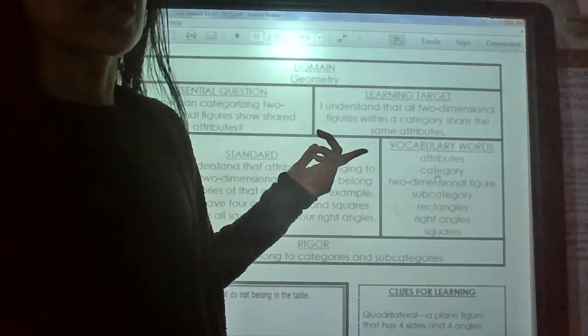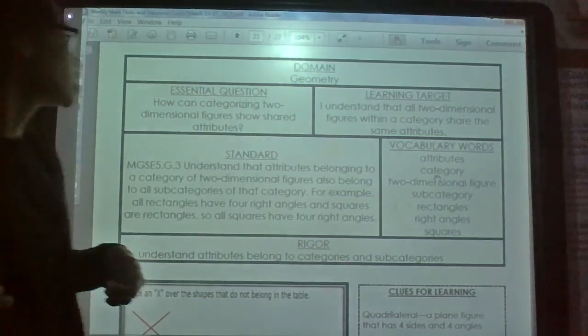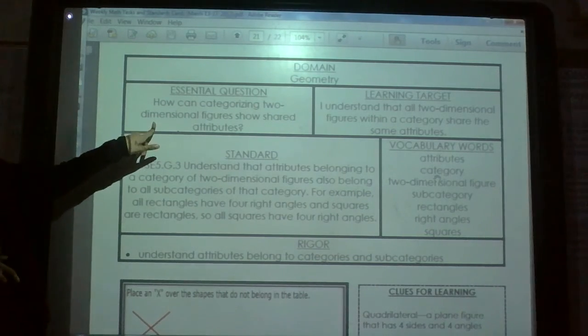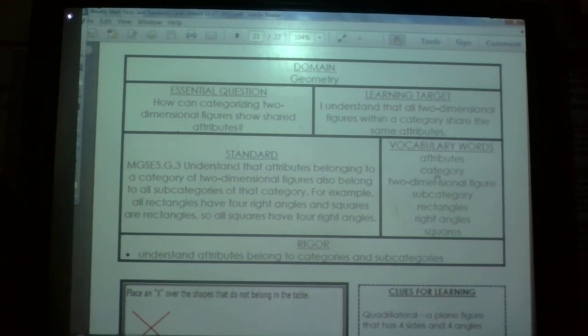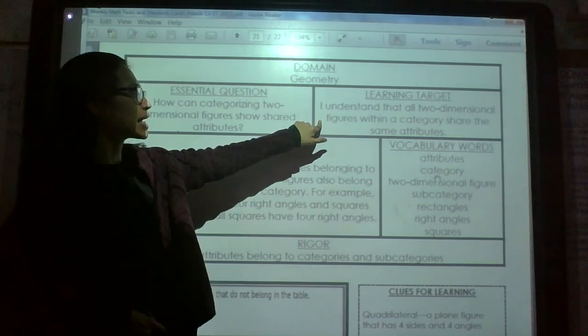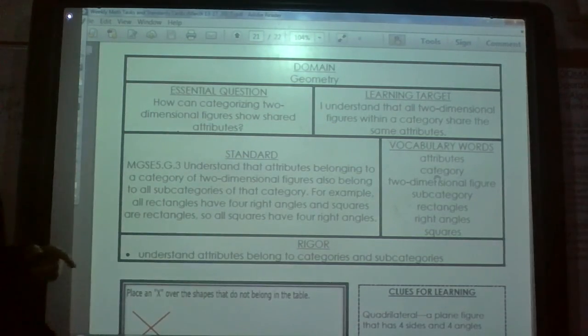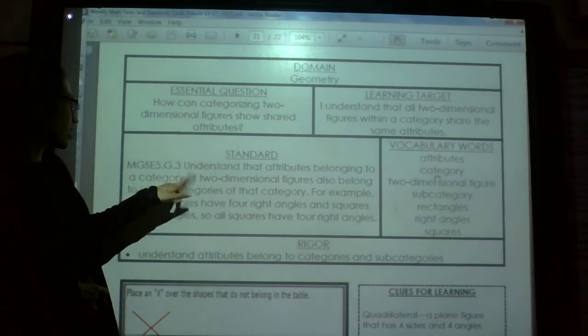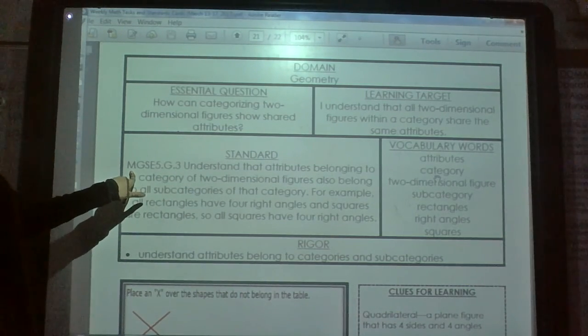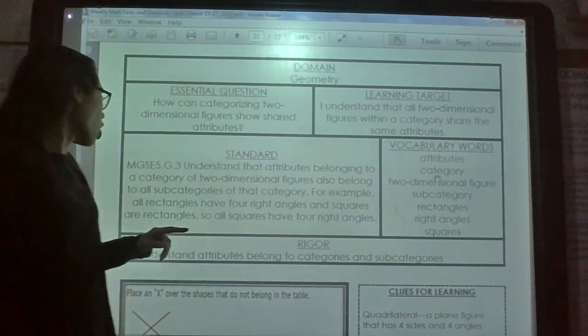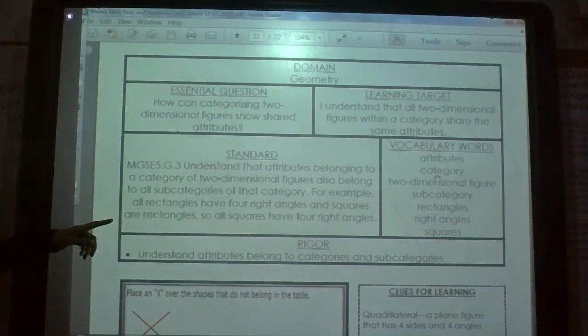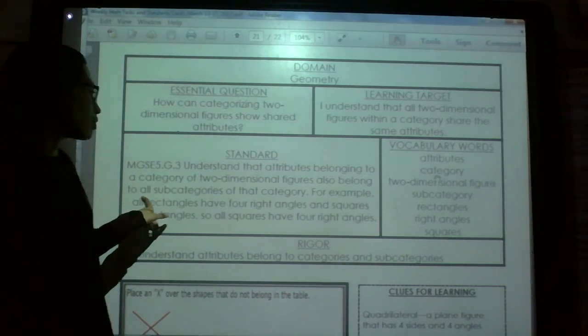All right, so the standard, you can either read it with me on your fancy triangular prism or on the board with me or on your task card. It says geometry. The essential question is how can categorizing two-dimensional figures show shared attributes? Our learning target is I understand that all two-dimensional figures within a category share the same attributes. Our standard is MGSE5.G3.